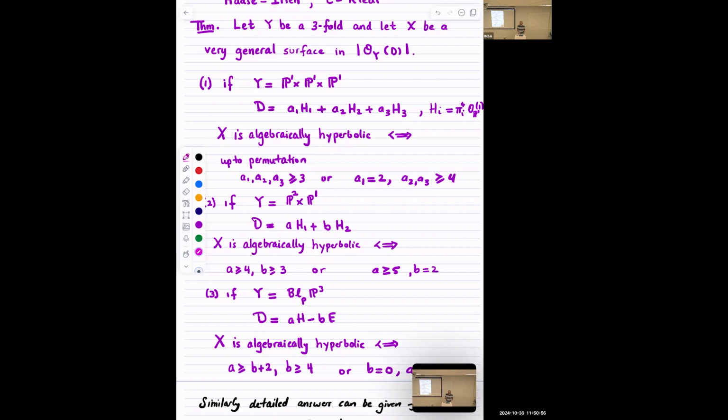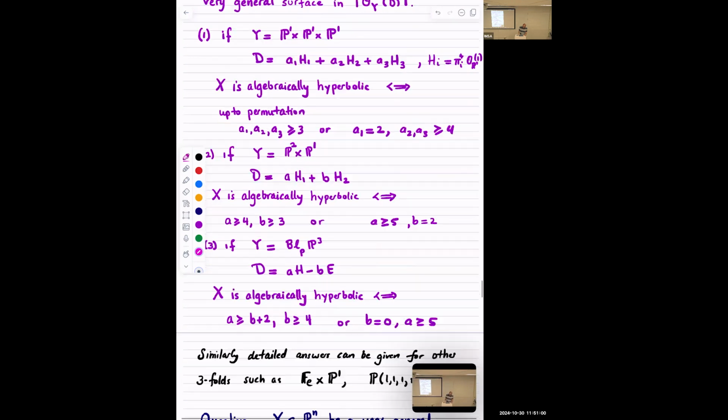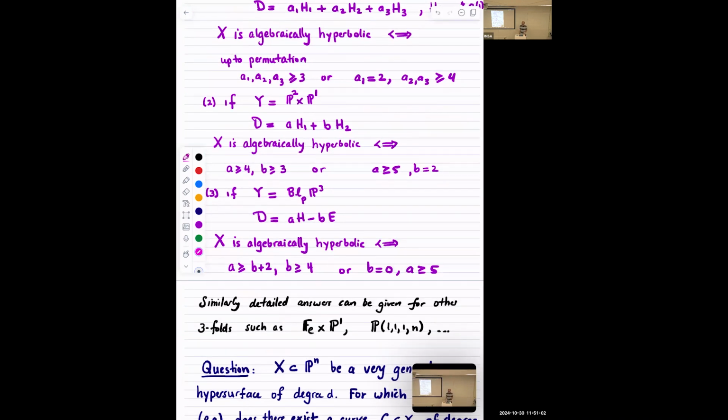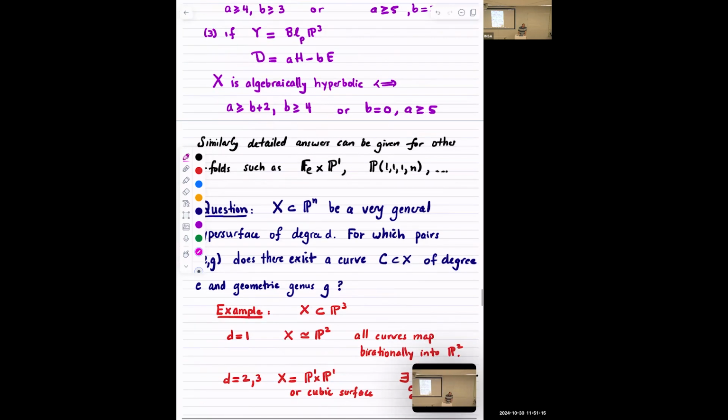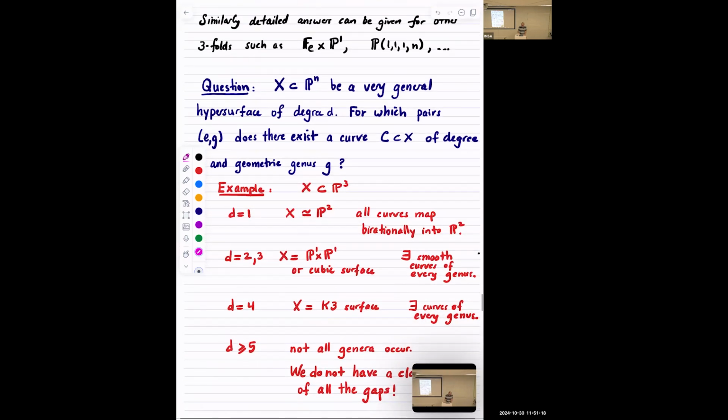And similarly, you can look at the blow-up of P3 at a point and describe what can happen. Anyway, I didn't even bother to write it here, but you can do hypersurface cross P1 where you project the spaces, and so on and so on. We have fairly sharp answers in all of these cases. So let's ask a few questions here.